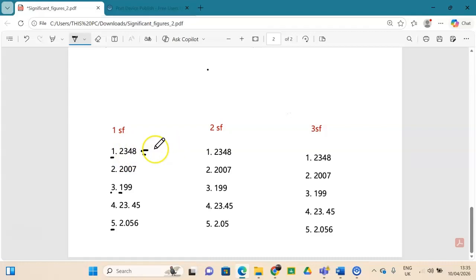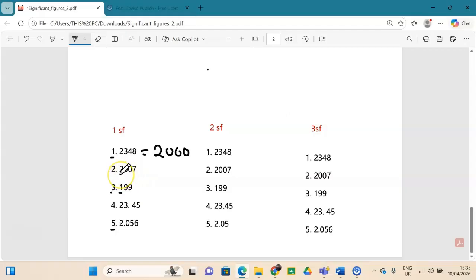So we are simply going to write this as 2, then 1,000. This will be 2,000. We can't take any number from 3 here because it's not up to 5. We are going to write 2, then every other thing turns to 0. So this has been rounded to one significant figure.